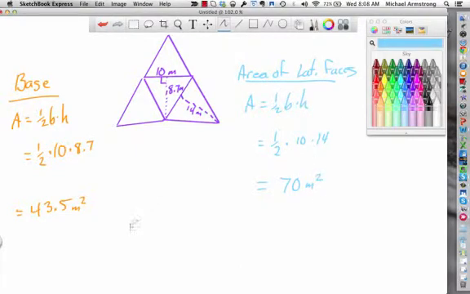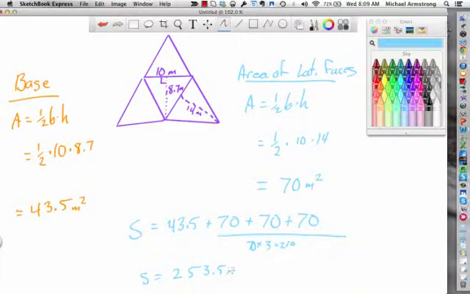So to do the surface area, I end up with 43.5 plus 70 plus 70 plus 70, or 70 times 3, which is 210, because 7 times 3 is 21. So 70 times 3 is 210. I hope that makes sense. Plus 43.5 is 253.5 meters squared. And that's how you do a triangle. Okay, and it's an equilateral triangle.